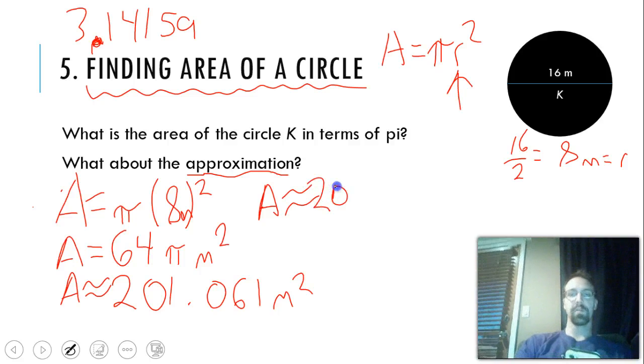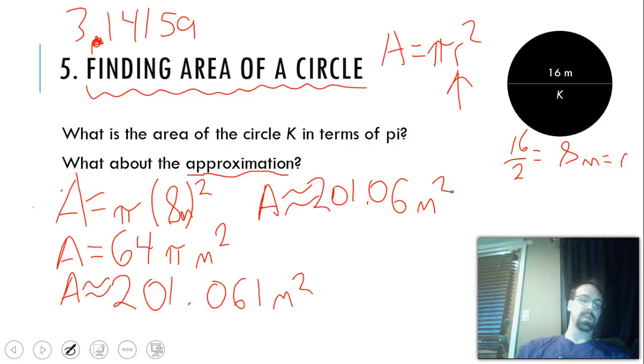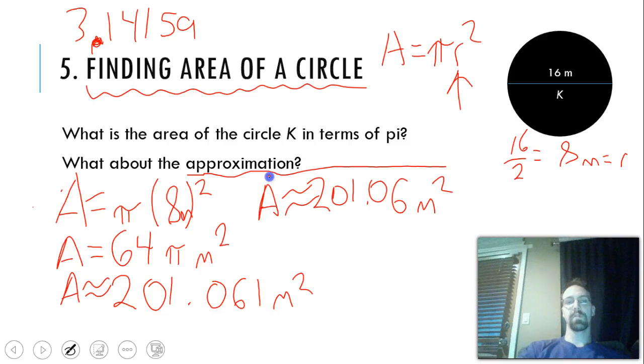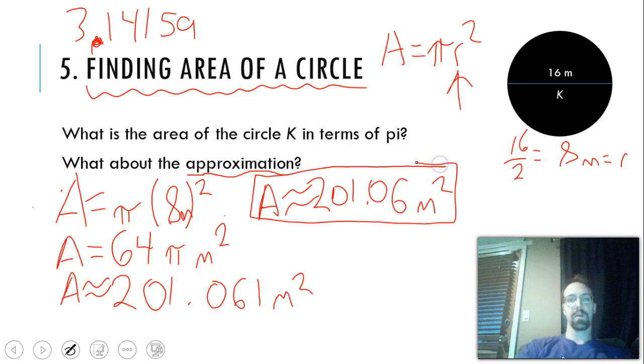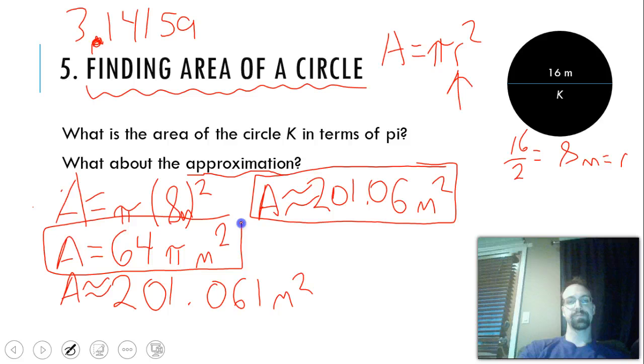So it's approximately 201.06 meters squared. We don't need to put the rest of that because we're rounding. And there's the approximation, and there's the more accurate in terms of pi. Hey, there you go. If you need to pause the slide, go ahead and do so.